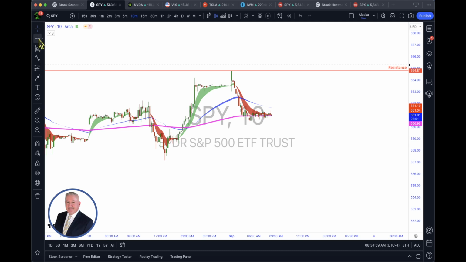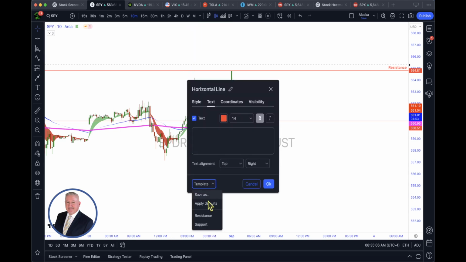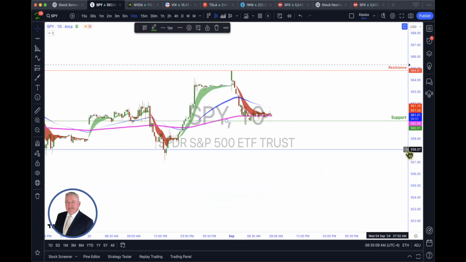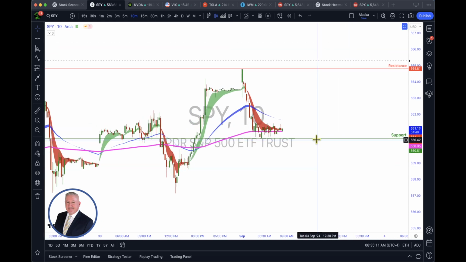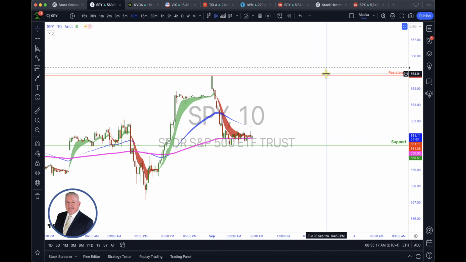So SPY is in a bearish mode. So we're going to mark off the actual support area, which is this area here. And you can see the difference between the two. Okay, so now we have our support, we have our resistance.